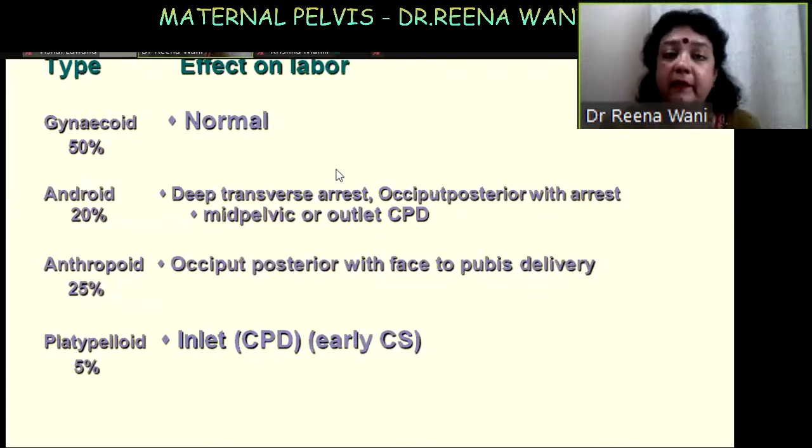Platypelloid is where there's a transversely flattened pelvis, so an anteroposteriorly flattened pelvis. What happens is that the CPD, or cephalopelvic disproportion, or fetopelvic disproportion, is manifest pretty early in labor, and this usually ends up with an early cesarean section.